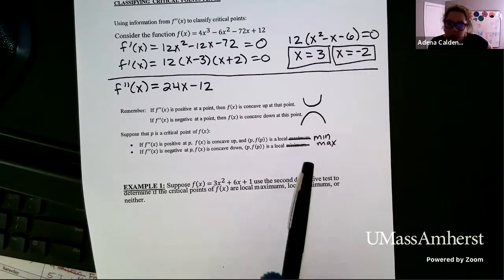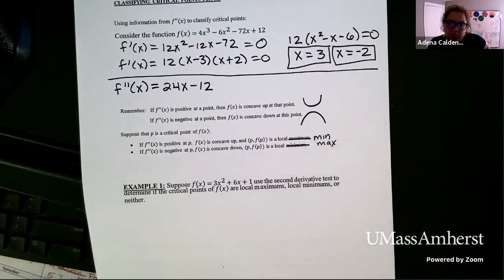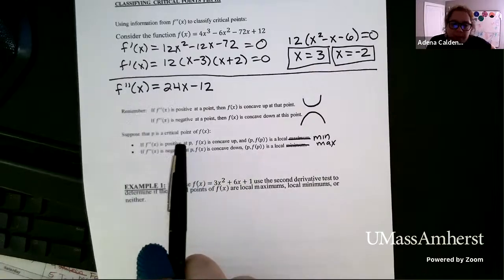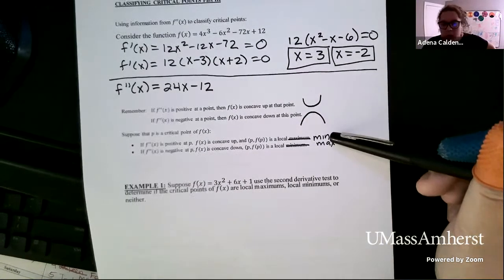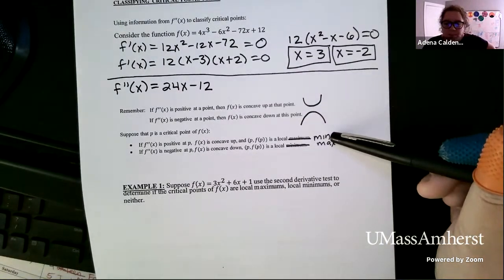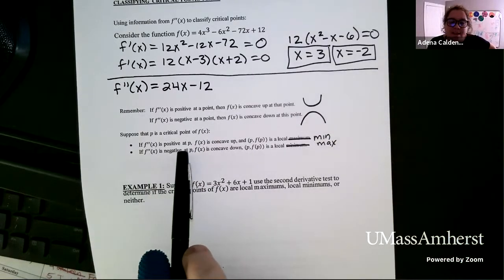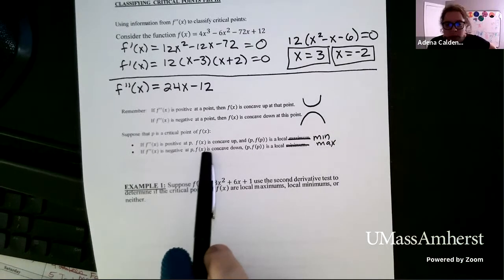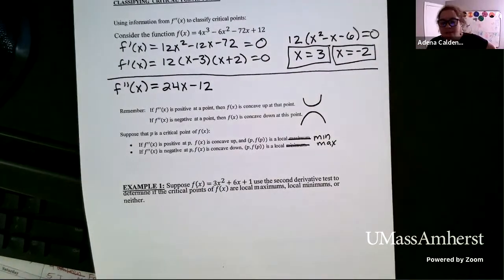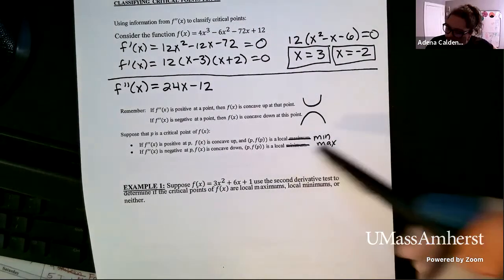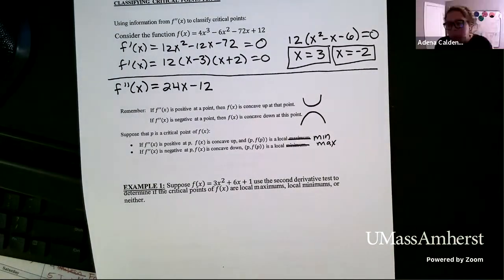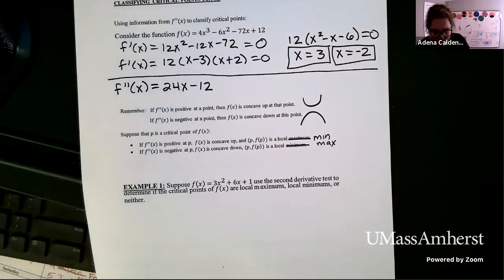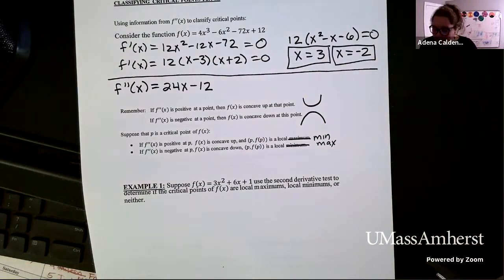There is a typo in the notes that if you have printed them, you'll want to fix it. But if the second derivative is positive at your critical point, then we are concave up, and then we know that our critical point is a local min. If the second derivative is negative at your critical point, then we know the function is concave down, which makes your critical point a local max. And if your second derivative was 0 at the critical point, then it would be neither. It would be an inconclusive test.